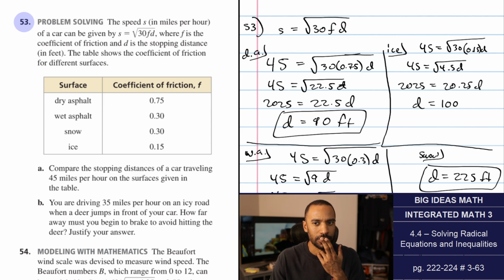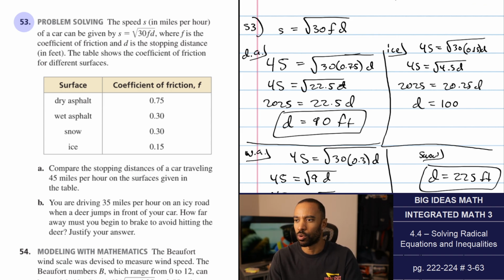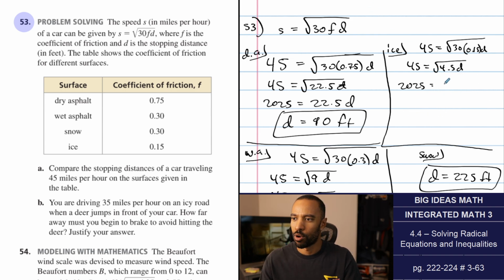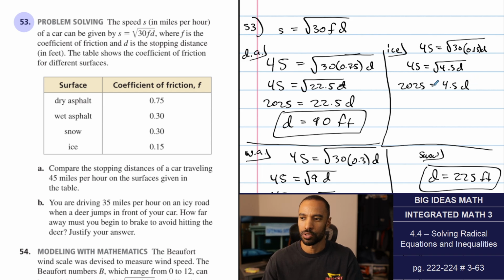What did I mess up here? Oh, dude, what am I doing? You don't square this number. 4.5 times d. Well, it's not 1,000 either. What did I say that I thought it was going to be? All right, d equals, in this case, 20.